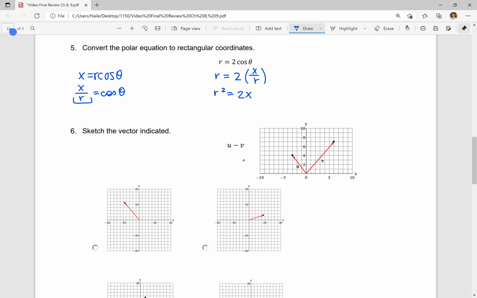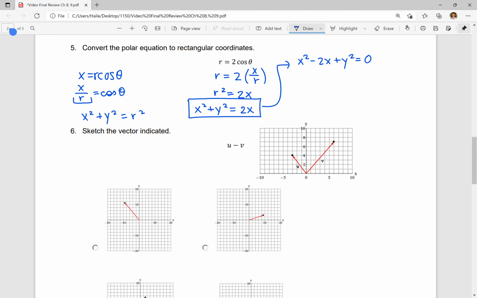And now that I have an r squared, I can use another equation that I know and completely get rid of r altogether. So we know that x squared plus y squared is equal to r squared, so I can just substitute in x squared plus y squared in the place of r squared. And we get x squared plus y squared is equal to 2x. So this would be a perfectly good answer for an equation in rectangular coordinates. However, perhaps your final exam would want you to simplify this a little bit more. So a way we could simplify this is we can get everything on one side, like this. So we'll have x squared minus 2x plus y squared is equal to 0.